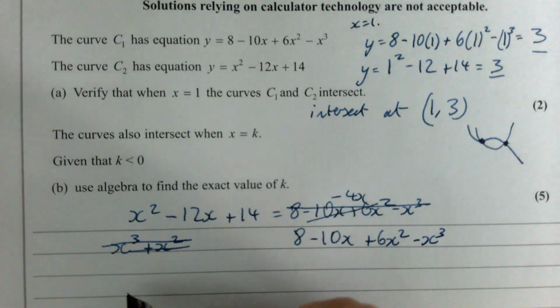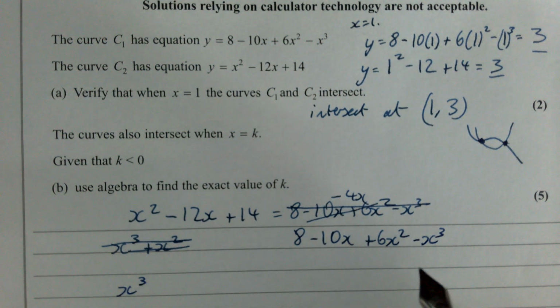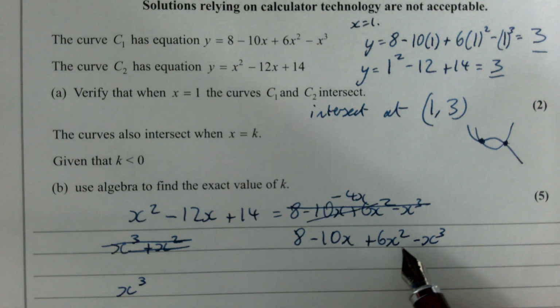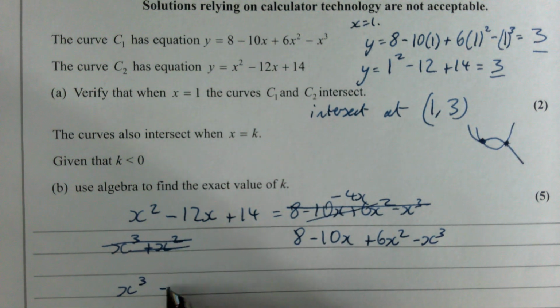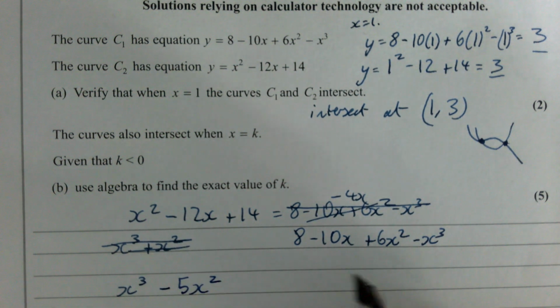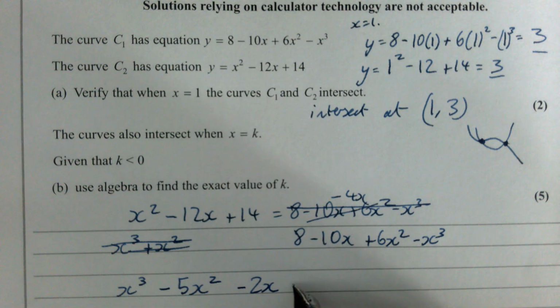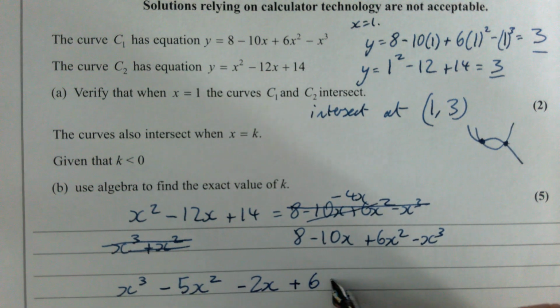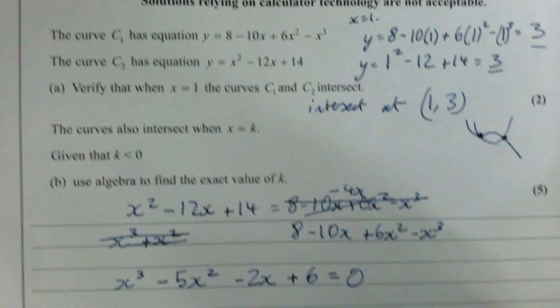Then I'm going to add x cubed to both sides. I'm going to take 6x squared from both sides, giving me minus 5x squared. I'm going to add 10x to both sides, giving me negative 2x. I'm going to take 8 from both sides, giving me positive 6 equals 0.